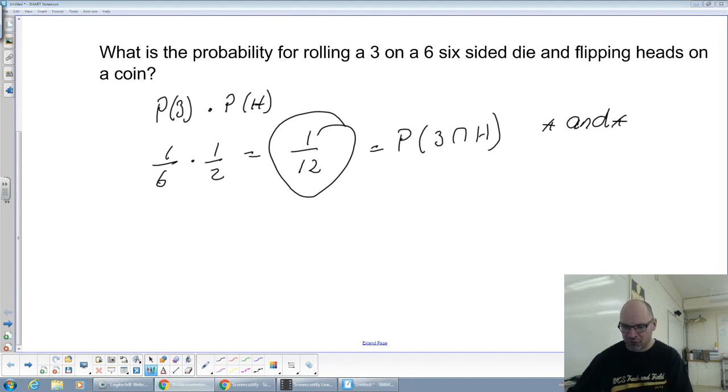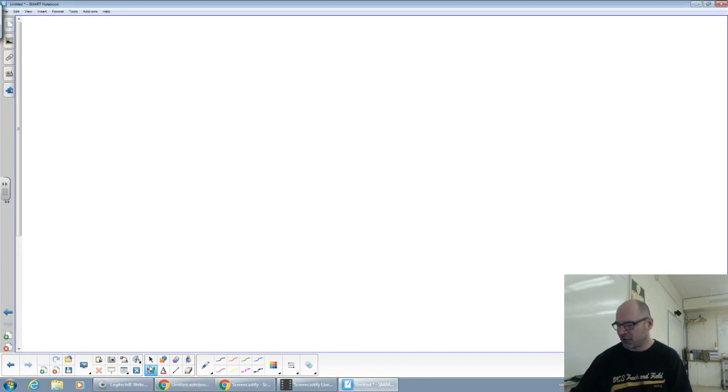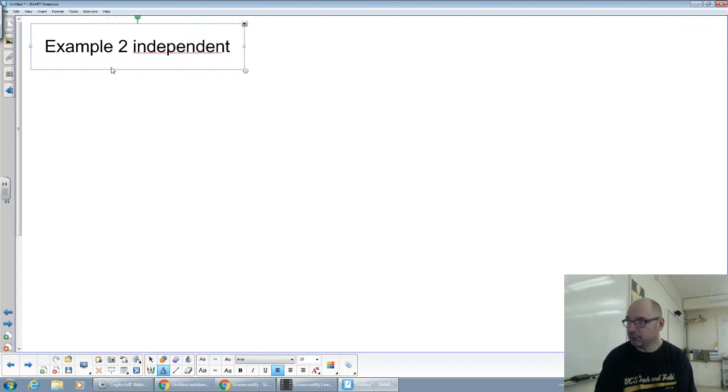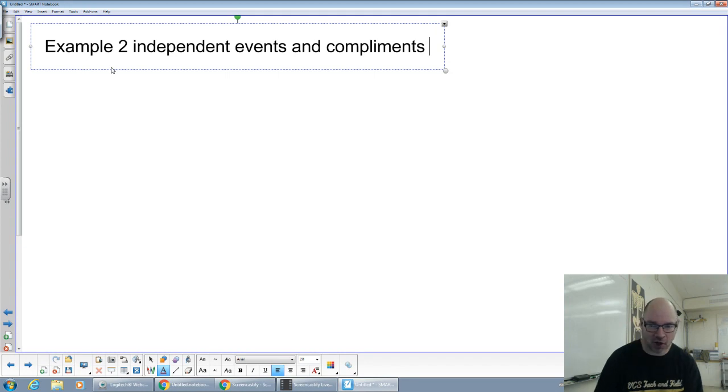Let's look at a couple more examples in this area, and we'll do an example that deals with complementary events as well. This example is two independent events and complements. A complement means the not thing, right?